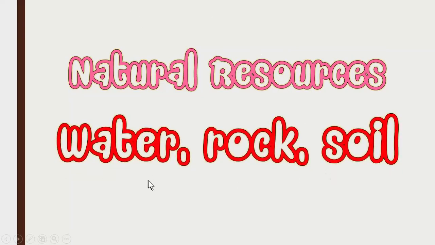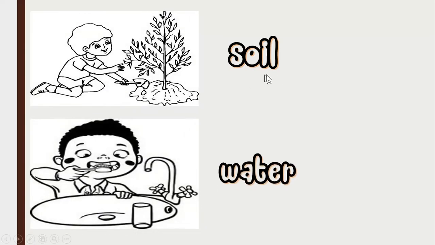And we will have a summary for the natural resources. These are water, rock, and soil. And also we're going to talk about how we save or protect the natural resources. Let's start with soil. On this picture, as you can see, the kid used the soil to grow plants.